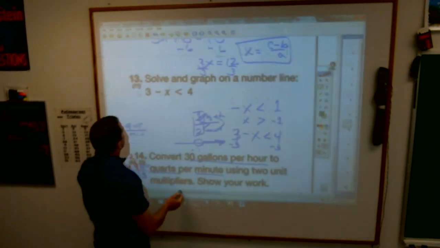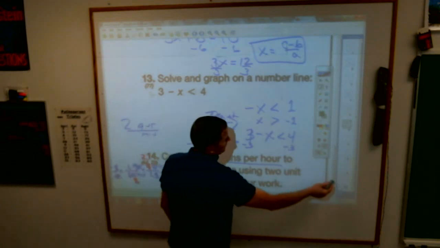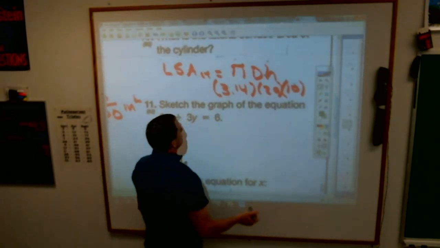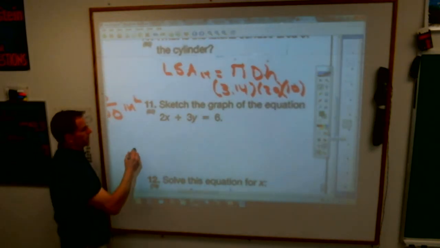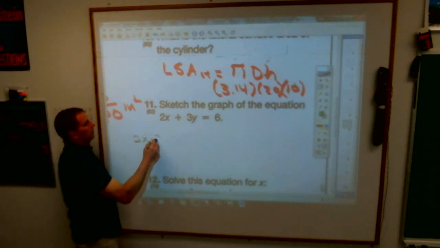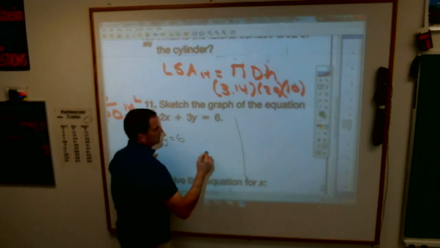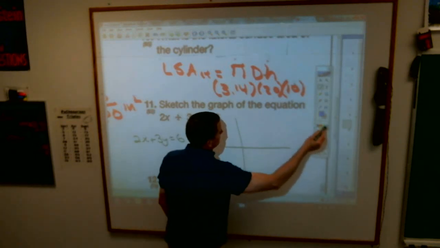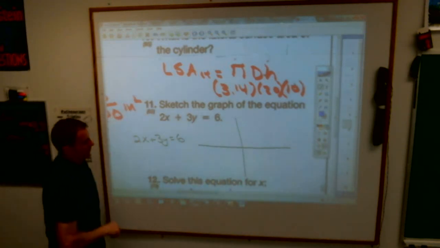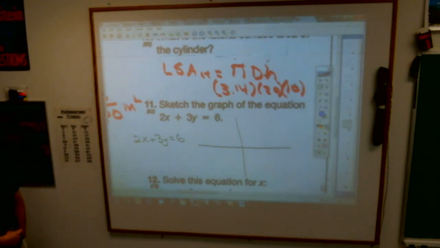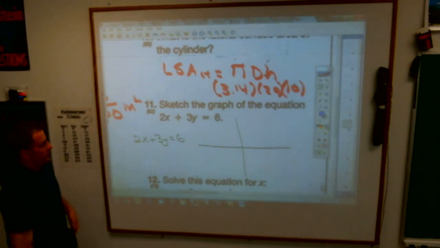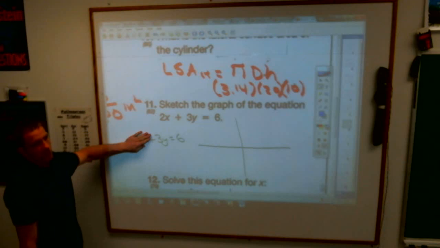This number 11. Sketch the graph of the equation. Drew, I'm going to ask you what form is this equation in? Standard. And I solve standard form by doing what? Cover one side up, solve. So if I cover up the x's, 3y equals 6, 3 times what number is 6?